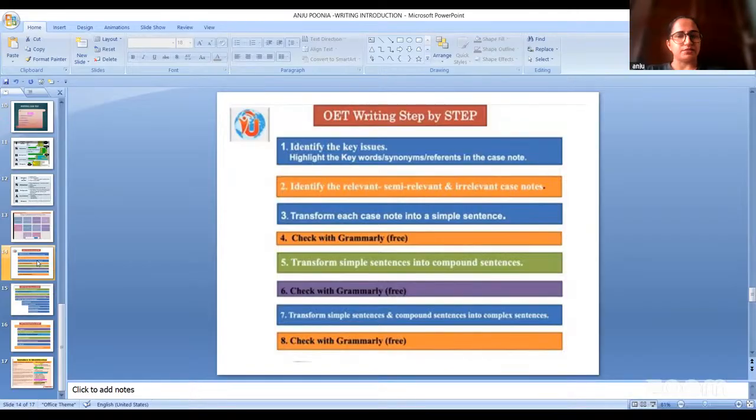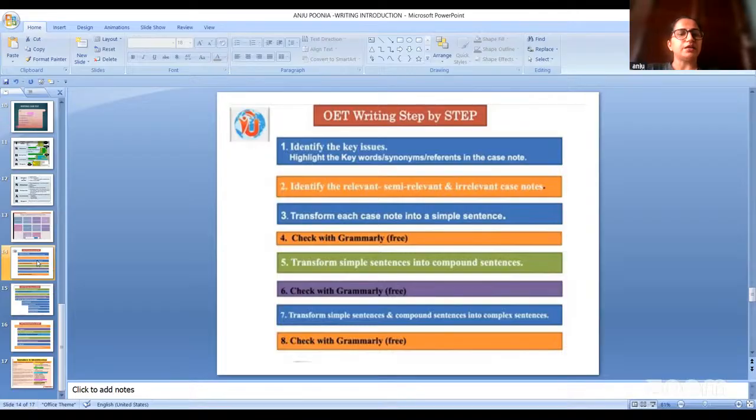So same in writing. Firstly, don't jump in, bring the case notes and try to start writing. No. Identify the key issue. Try to understand. Use your 5 minutes. Put the timer and check whether your 5 minutes is utilized or not. I can pick relevant, irrelevant, and semi-irrelevant data, because if you have not picked them, it doesn't matter, you are going step by step. So second is to identify the relevant, semi-relevant, and irrelevant case notes.